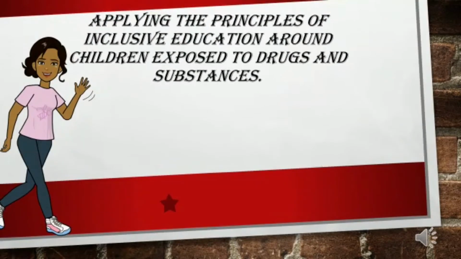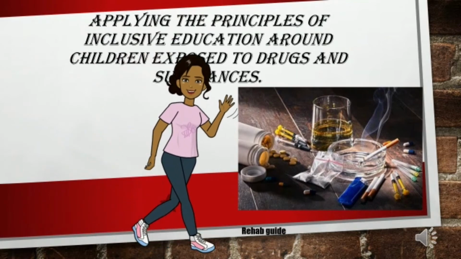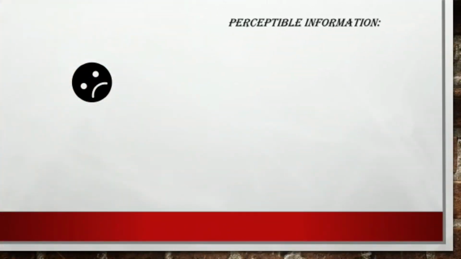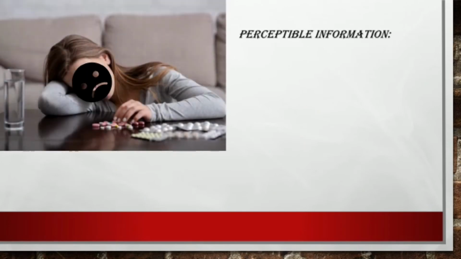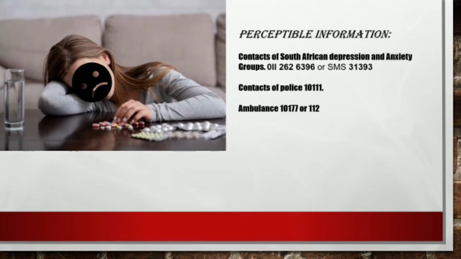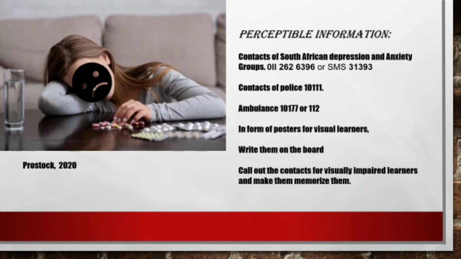Applying the principles of inclusive education around the children exposed to drugs and substances. The first principle that I'm going to apply is that of perceptible information. That is the principle whereby I will hand out different media for differently abled children with different learning styles to be able to access and call, to be able to cry for help rather than commit suicide.